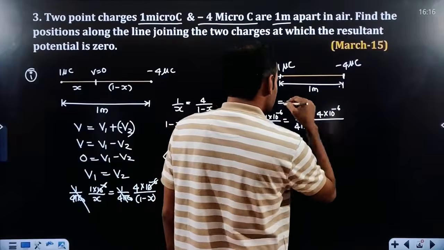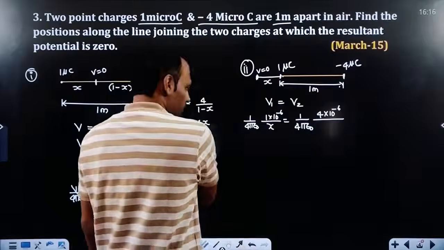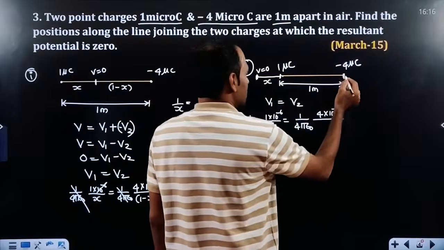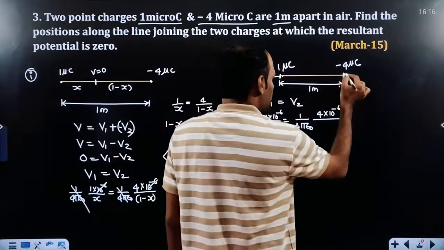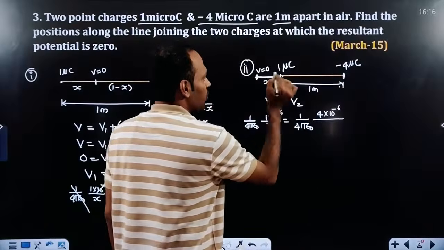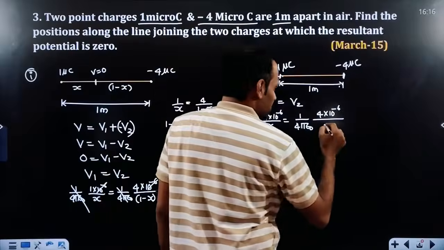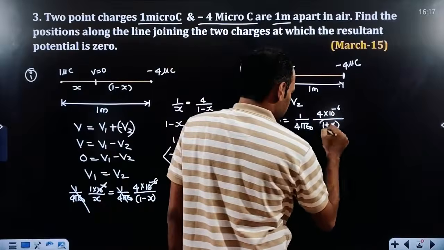Here, do not take the sign; if you take the sign, it will come immediately. Here, look, we already know that. So the distance between, see, we have to take the distance of 4 microcoulomb from this point. We have to take the distance from the zero potential point to this point. How much will it be? It will be 1 plus x. So it will be 1 plus x for us.